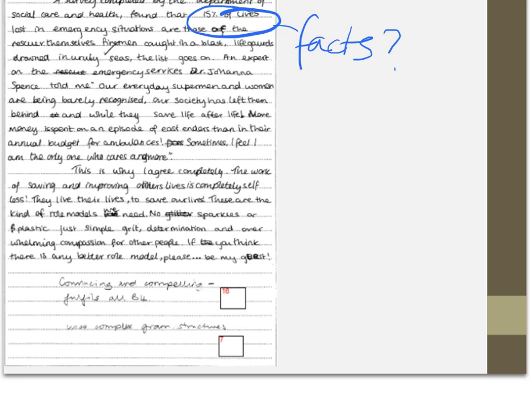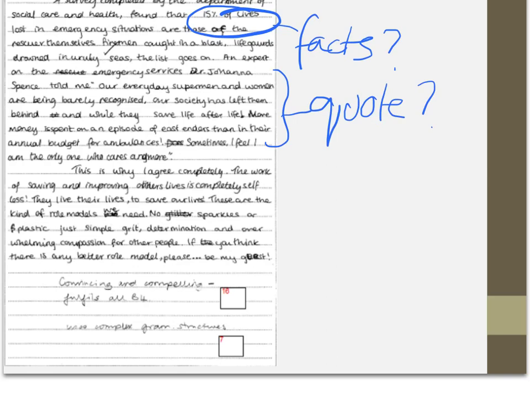Themselves. Firemen caught in the blast, lifeguards drowned in unruly seas. The list goes on. An expert on the emergency service, Joanna, say that word, Spence, told me our everyday supermen and women are being barely recognised. Our society has left them behind, and while they save life after life, more money is spent on an episode of EastEnders than in their annual budget for ambulances. Sometimes I feel I'm the only one who cares anymore. Equally, this quote. It's highly unlikely that that's a genuine quote, but does it matter? Because it sounds believable, it sounds credible, and it's supporting the argument.